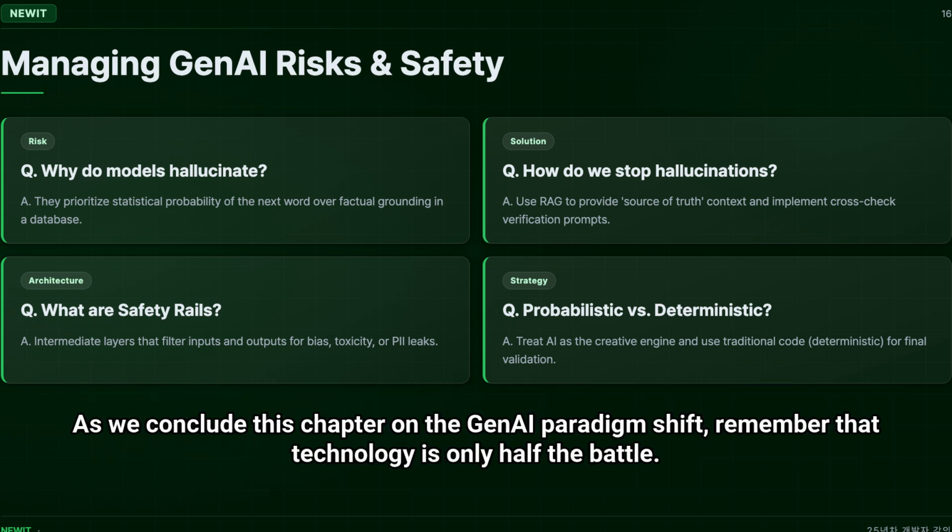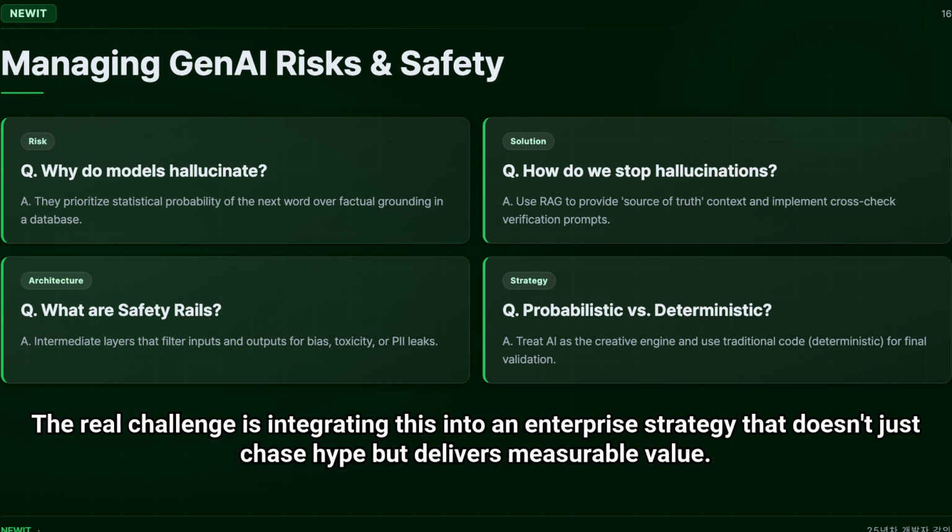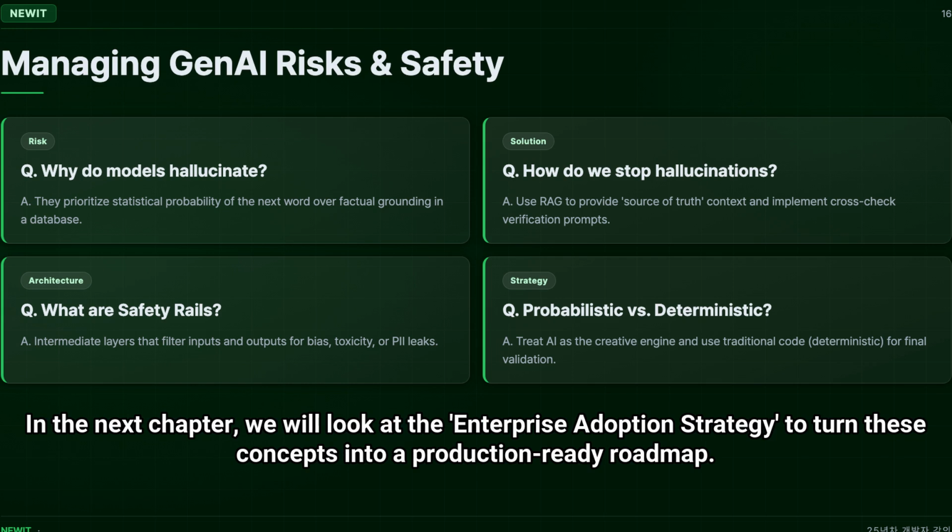As we conclude this chapter on the GenAI paradigm shift, remember that technology is only half the battle. The real challenge is integrating this into an enterprise strategy that doesn't just chase hype, but delivers measurable value. In the next chapter, we will look at the enterprise adoption strategy to turn these concepts into a production-ready roadmap.